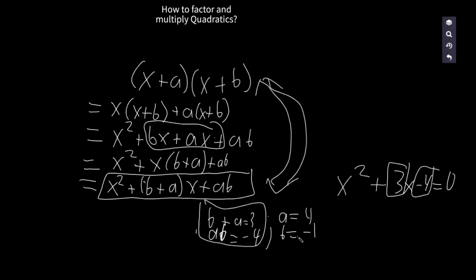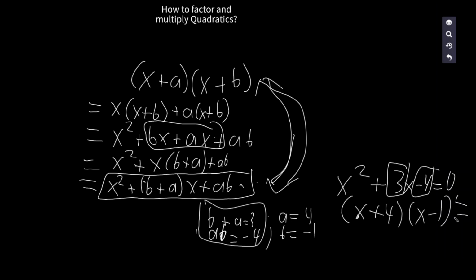But basically, what we're doing here is working backwards from this, and this is what I mean by working backwards. We take our quadratic, and now that we know a and b, we can use this to write it in factored form, and this is just x plus a times x plus b. So x plus 4 times x minus 1 equals 0.